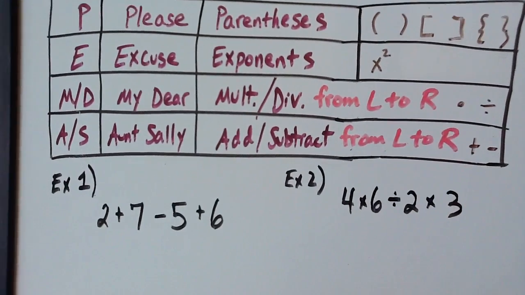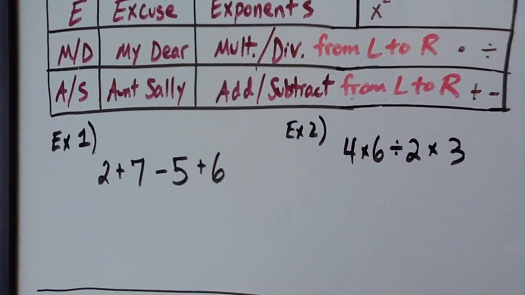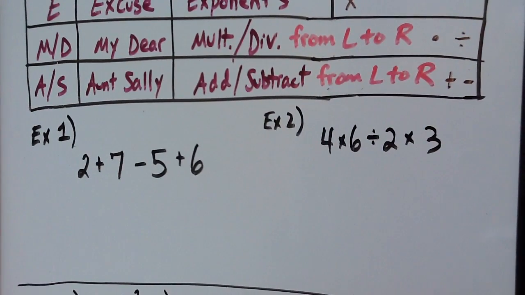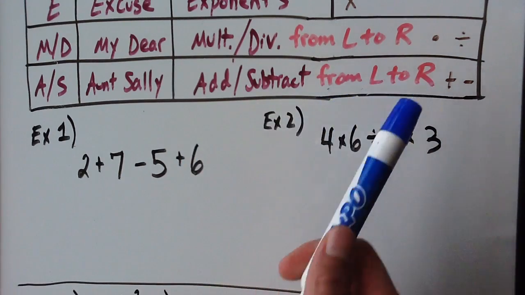So 3 examples. Number 1, we have 2 plus 7 minus 5 plus 6. So first thing I'm looking for, are there parentheses? No. Are there exponents? Nope. Is there any multiplication or division? No. So I'm left with addition and subtraction. So I'm going to add and subtract from left to right.